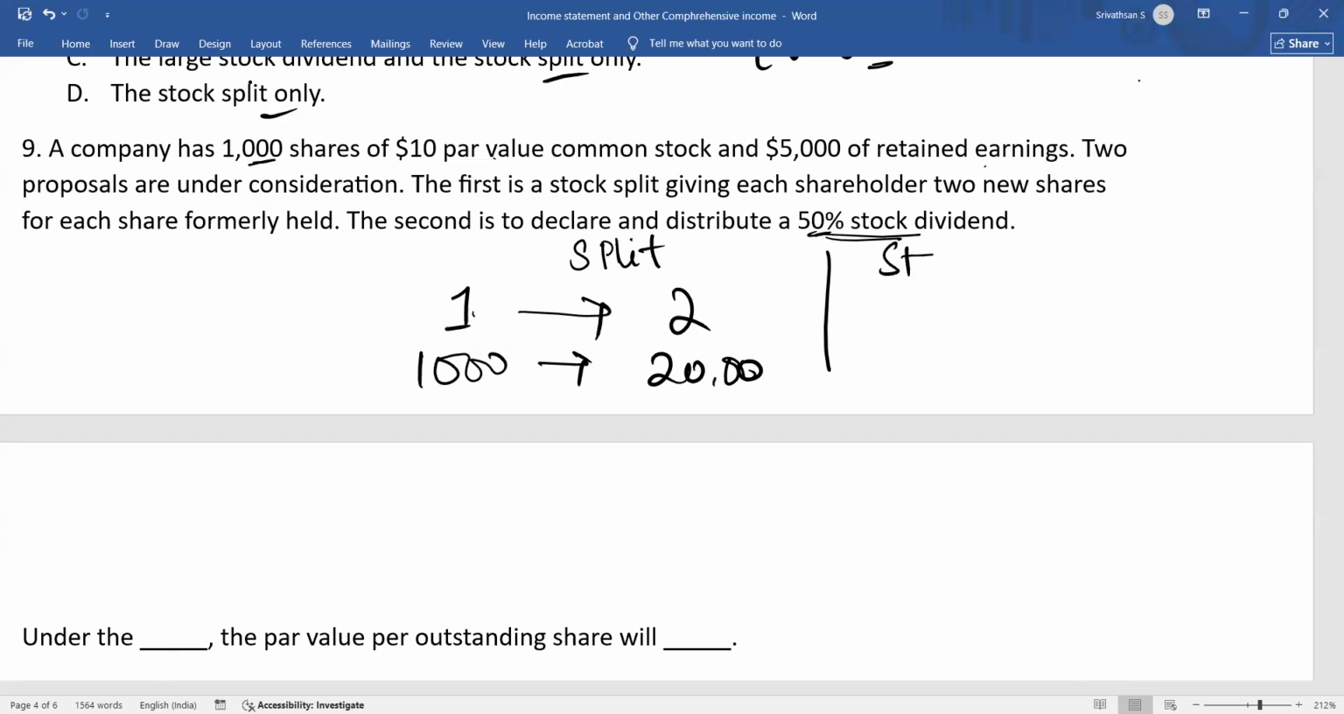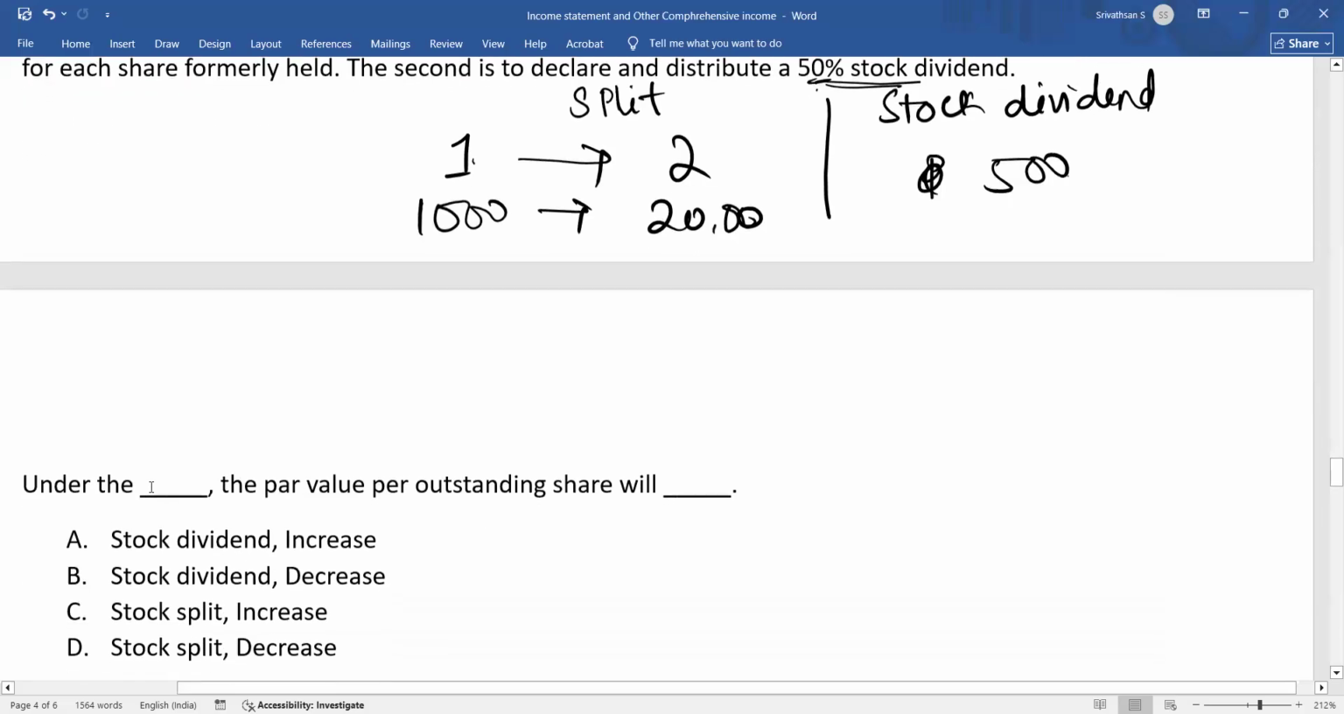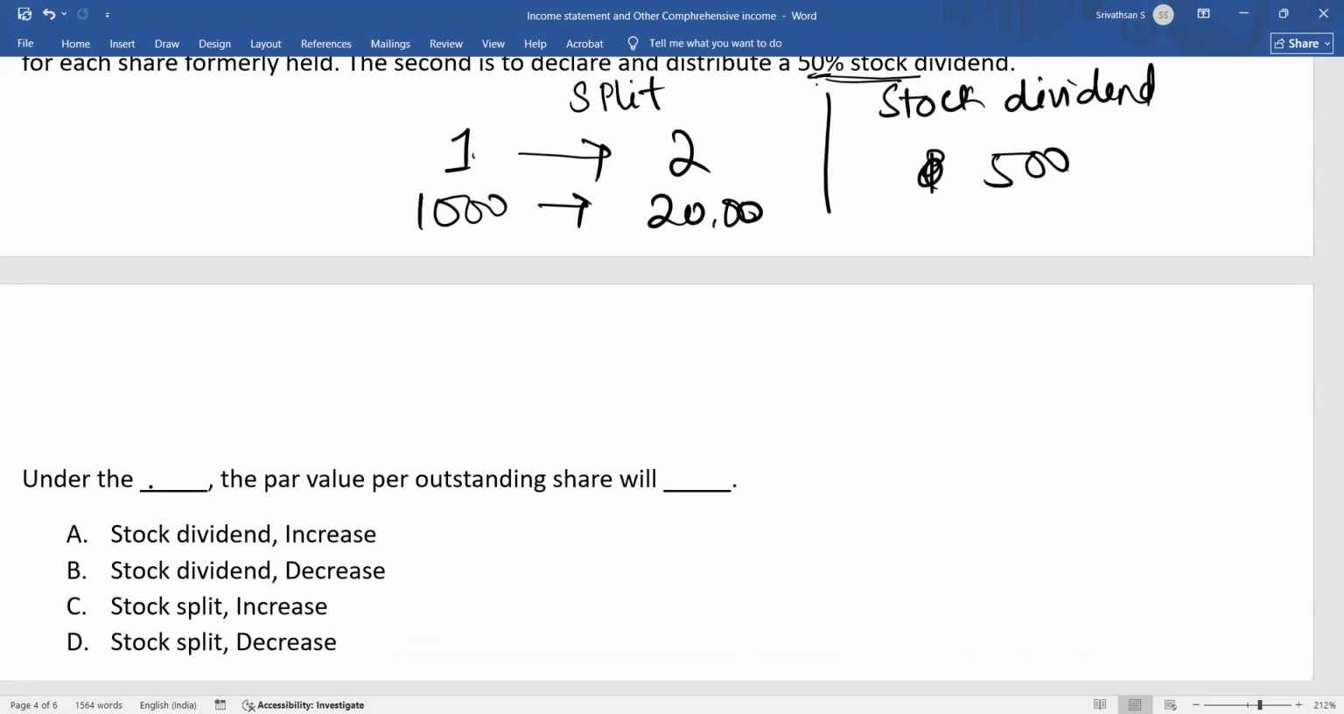Because of the stock dividend, the company is going to issue an additional 500 shares. How 500? 50% of 1,000 shares. Now, what is the requirement? Under which of the proposals will the par value per outstanding share dash.